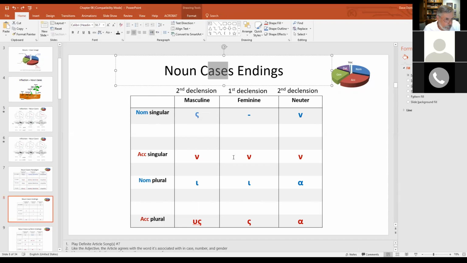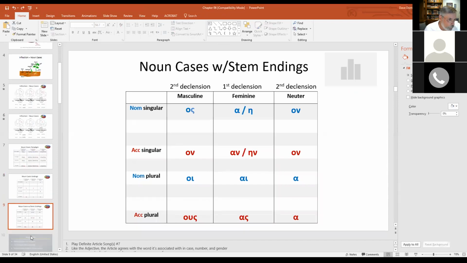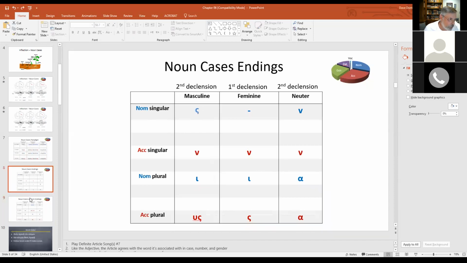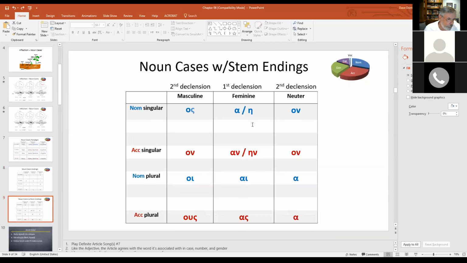Stems ending in alpha. Let me go to this next slide. Now, this is the noun cases, the sigma with the stem ending, the omicron. The alpha and the eta is the stem ending for feminine first declension. The omicron is the stem ending for second declension words, and the nu is the nominative case ending here. So this is actually how I learned it. There's value of learning it this way, but it's easier to see it this way.